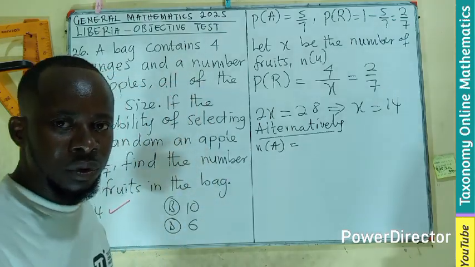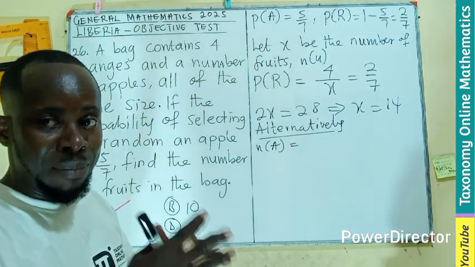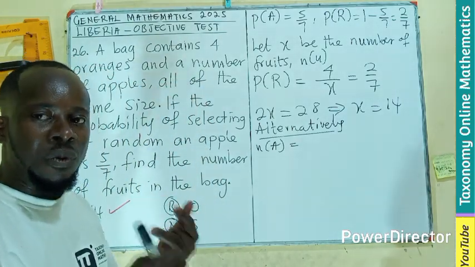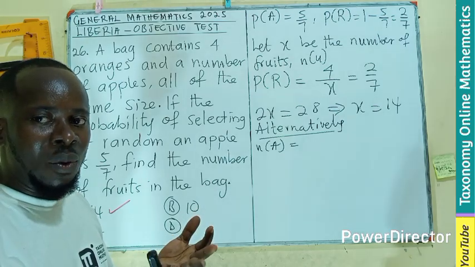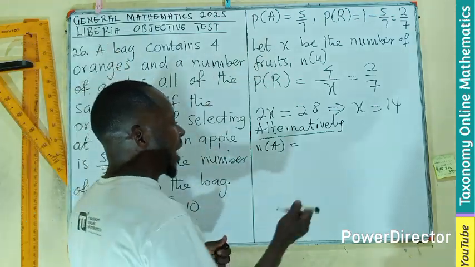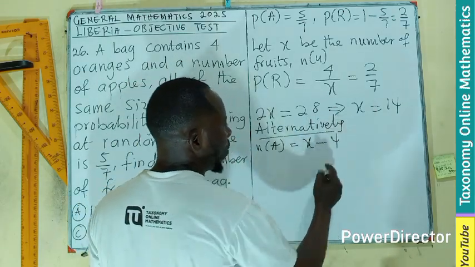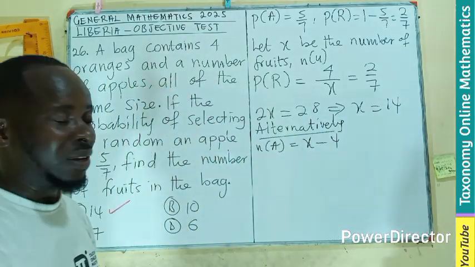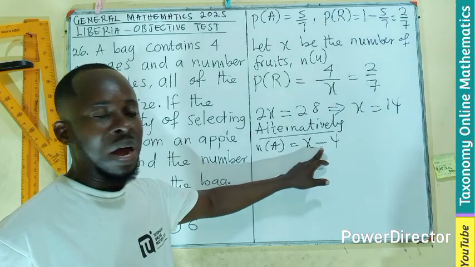If there are 2 fruits in a bag, if one of them is 4, then the other one is going to be the total minus 4. What did we say the total is? X. So x minus what? 4. We can easily work with that. So that is what we are going to have.